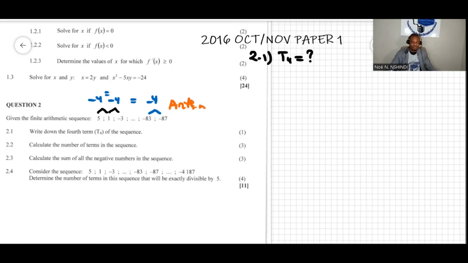So now we're going to add -4 from term 3 to find T4. Therefore, T4 will be equal to -3 plus -4, which is just T4 equals -7.